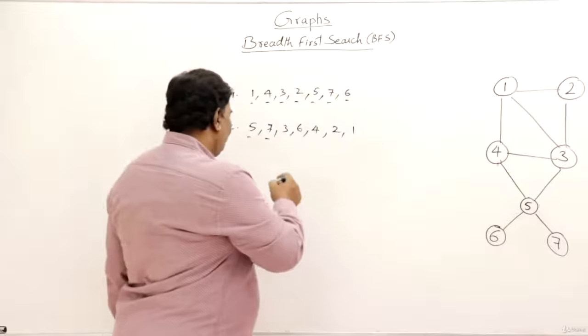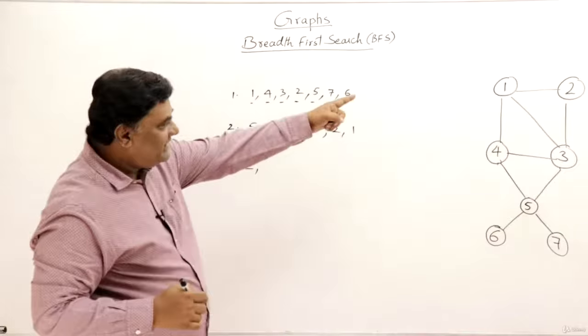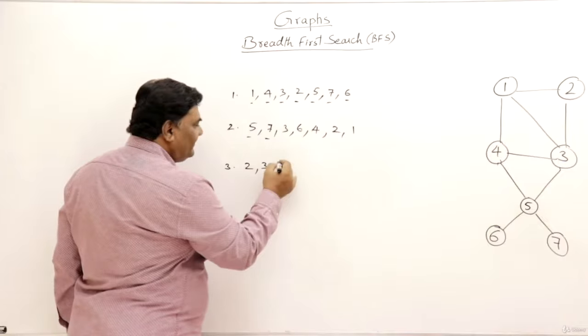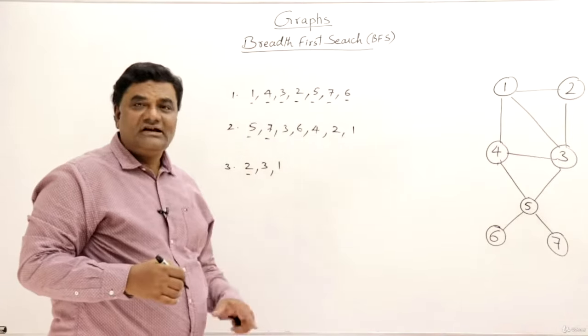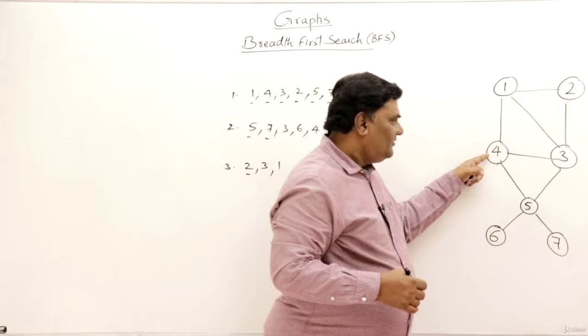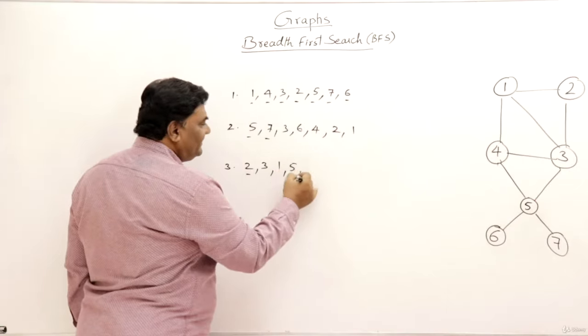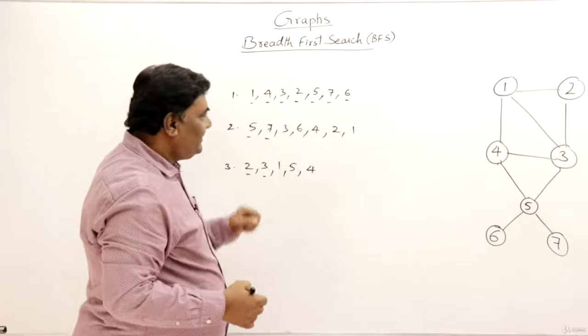From vertex 2, first visit vertex 2. Start exploring 2. Adjacent vertices are 1 and 3. I'll take 3 first, then 1. Okay, valid. 2 is explored. Now start exploring next. Which one? 3. From 3, 4 and 5. So I will take first 5, then 4. Okay, 5, then 4. No problem. 3 is explored. Now start exploring 1.